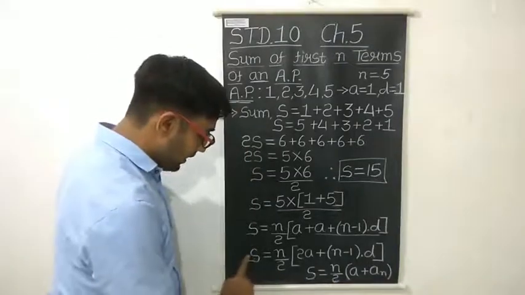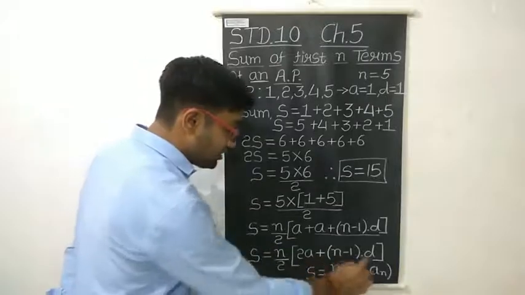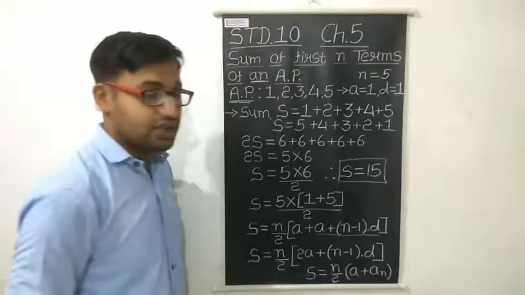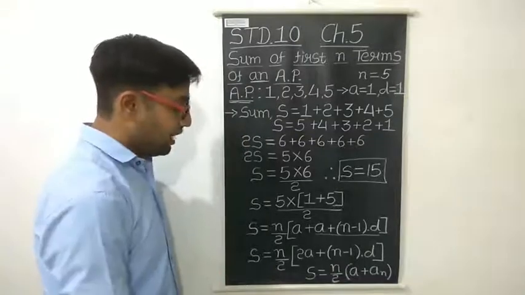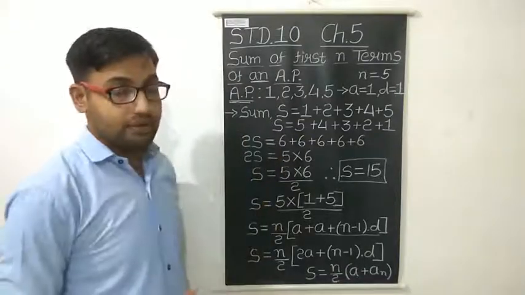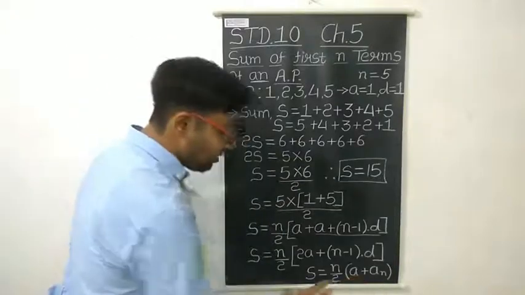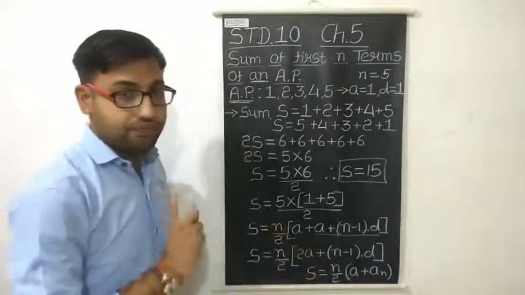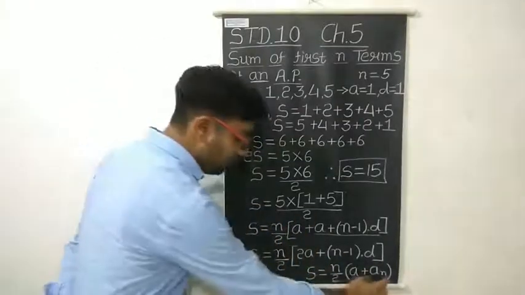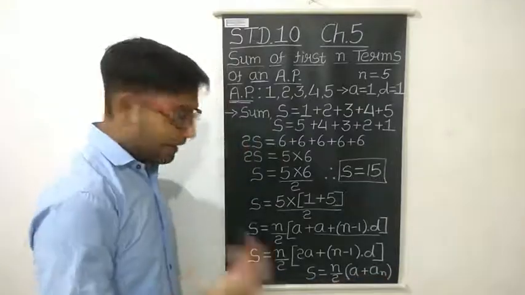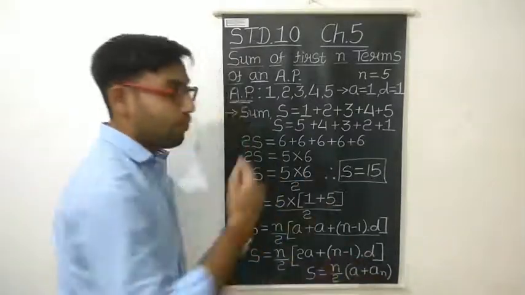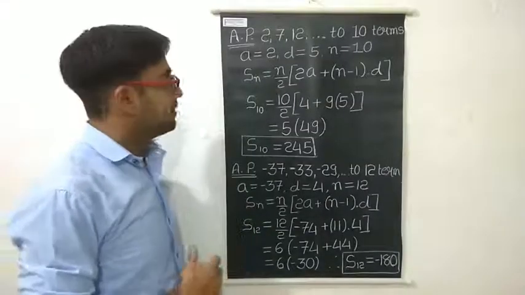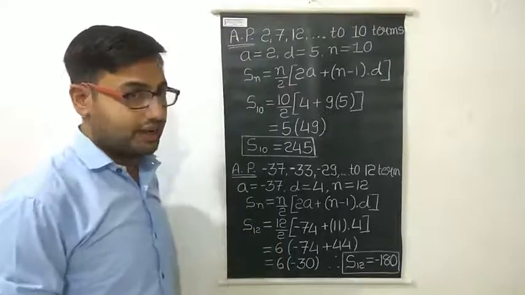So both these formulas, S equals n by 2 (2a plus (n minus 1) into d), and S equals n by 2 (a plus a_n), we can use to add the n terms of an AP. But remember, this second formula we can use only when we know the value of the last term. If we don't know the value of the last term, we cannot use it. At that time, we have to use the first formula. Okay, let us understand the addition of n terms by taking an example.